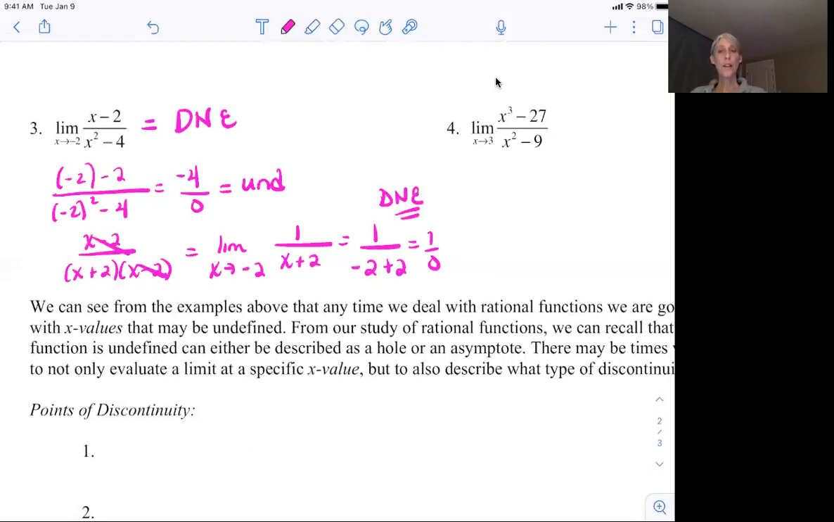And if you recall from the other day, we had these situations. And in this type of situation, we probably have some asymptotic behavior going on.